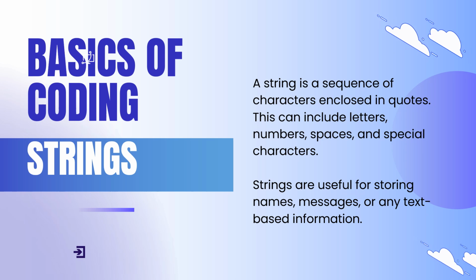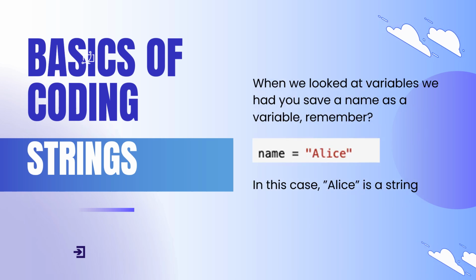First, we'll look at strings. A string is a sequence of characters enclosed in quotes. This can include letters, numbers, spaces, and special characters. Strings are useful for storing names, messages, or any text-based information. Remember when we looked at variables? We had you save a name as a variable. Remember, name equals Alice. In this case, Alice is a string.